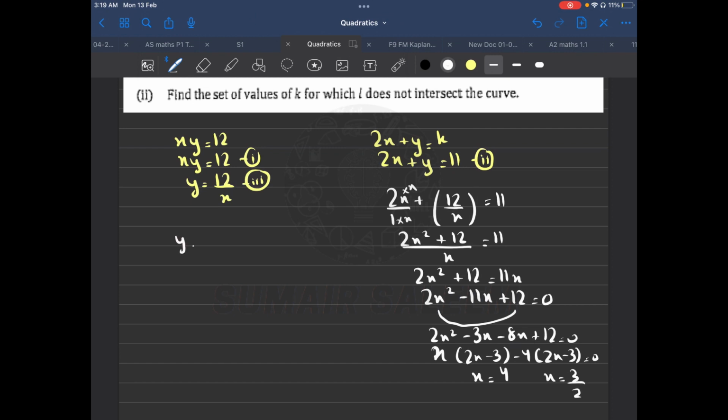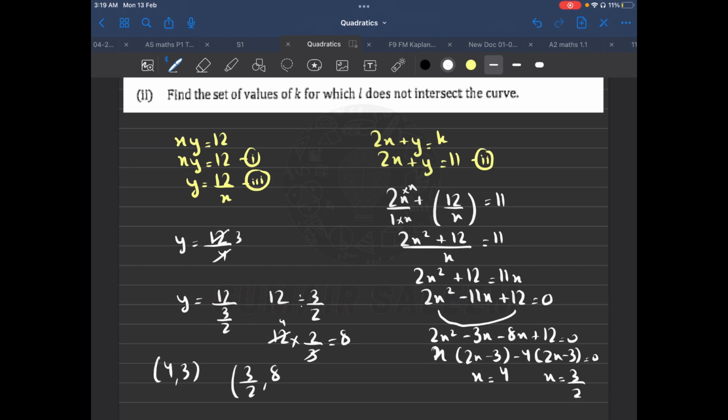Let's plug in here. 12 upon 4 becomes what? 3. And here 12 divided by 3 upon 2 is 12 multiplied by 2 upon 3. That makes 8. So what are my coordinates? (4, 3) and (3 upon 2, 8).